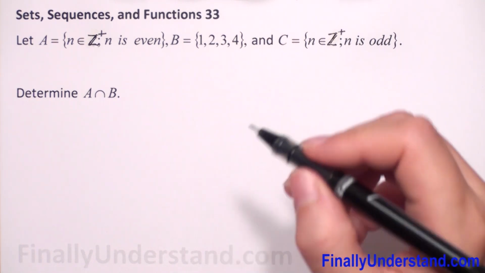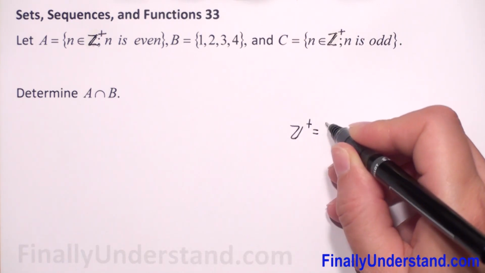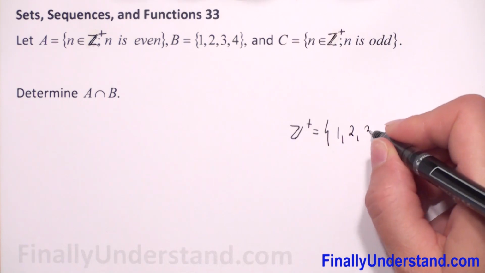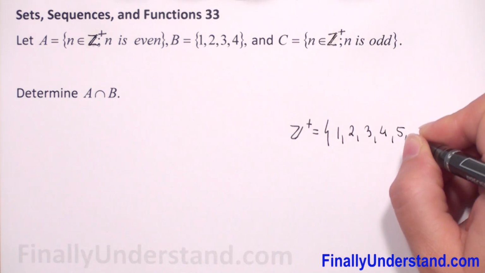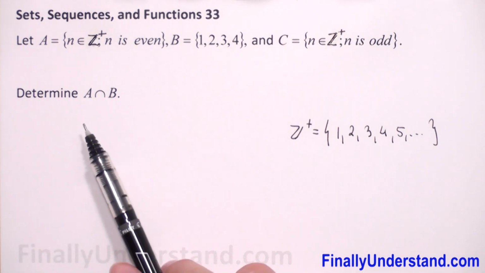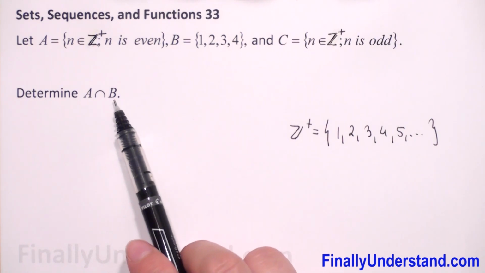So we can write that Z plus is 1, 2, 3, 4, 5, and so on. Next, in this example, we have to determine the intersection of sets A and B.